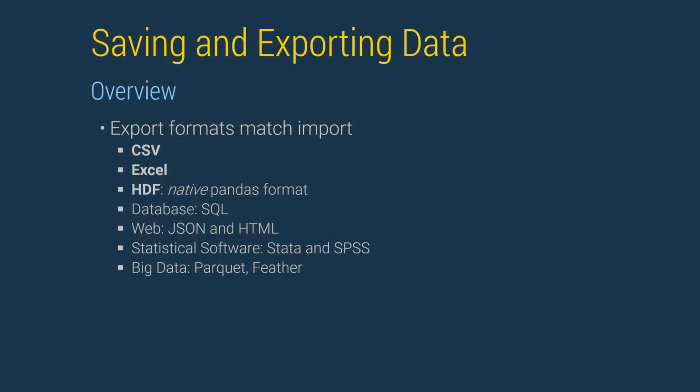Pandas supports exporting data to a wide variety of formats, and virtually all importers are paired with an exporter. We focus on three: comma-separated values, Excel, and HDF, which is the closest format to a native one for storing Pandas series and data frames. Other supported formats include SQL, JSON, the native formats for Stata and SPSS, and Parquet and Feather, which are often used on big data platforms.